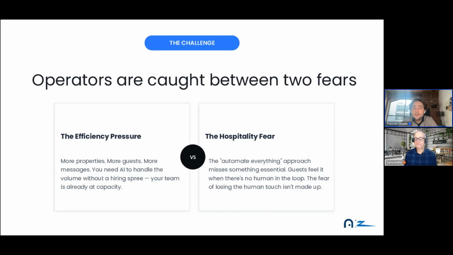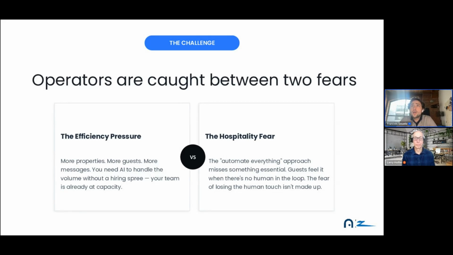But then there's also that counterbalance, which is the hospitality fear. If I automate everything, then have I really brought in this hospitality business to light, or am I just a real estate shop? And I think that really depends on how you want to run your business, but also understanding what AI can do today, what it could do tomorrow, and what you should do with humans today versus what you could do with humans tomorrow.